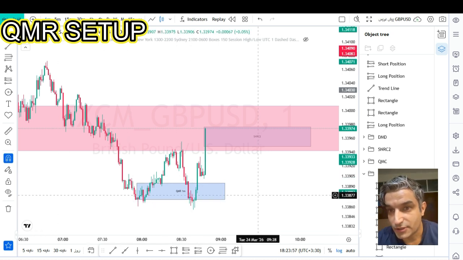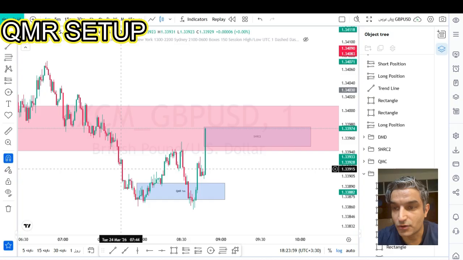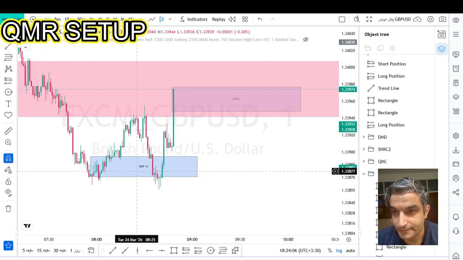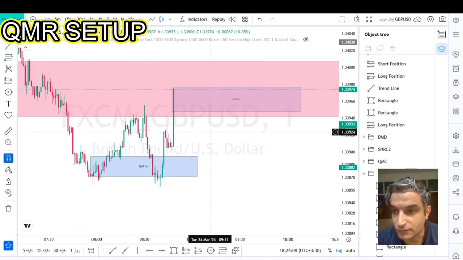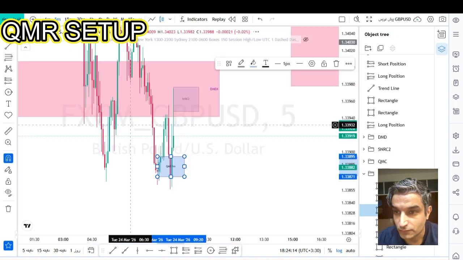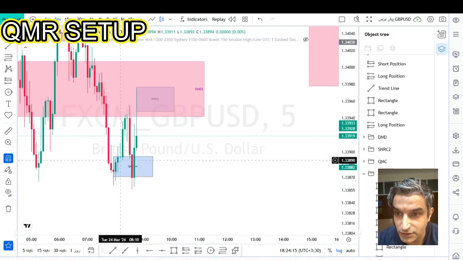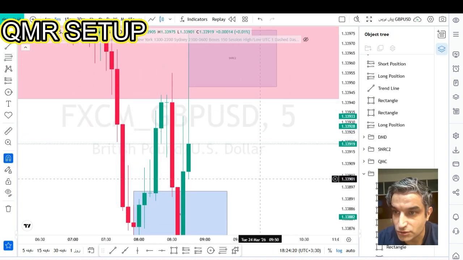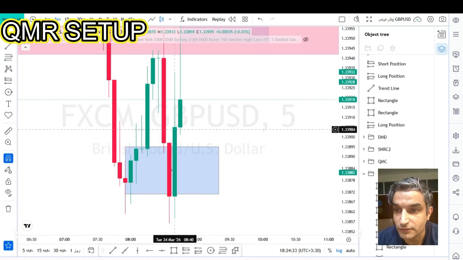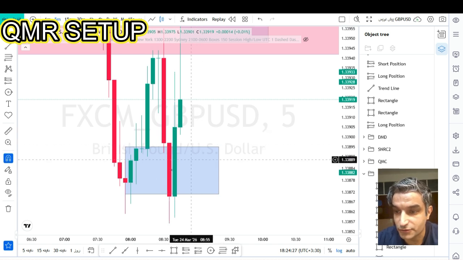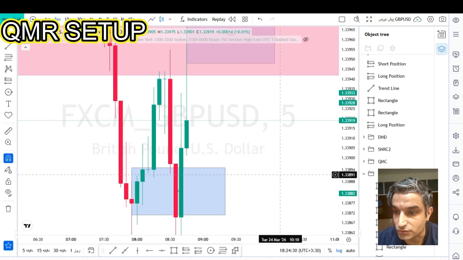As you see, price came down out of the POI area, then made our QMR, and if you want, we can look at the higher time frame confirmation. As you see, we have an engulfing candle. Let me zoom in. Can you see this candle has closed above the previous candle? Okay, and we are waiting for price to come back to this area.